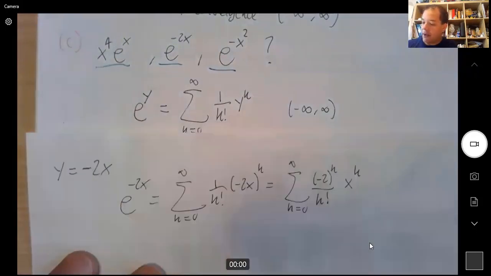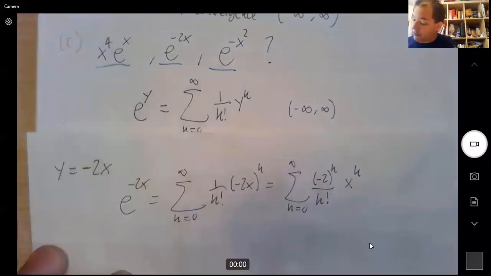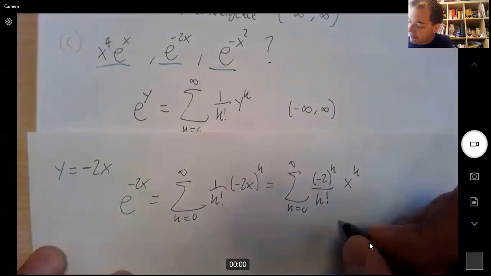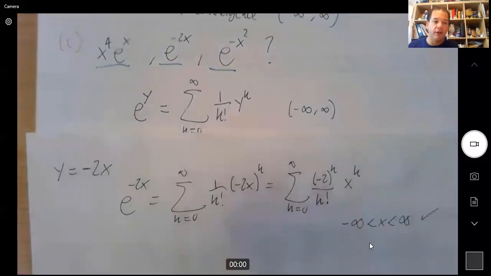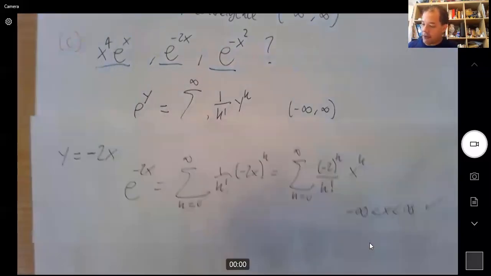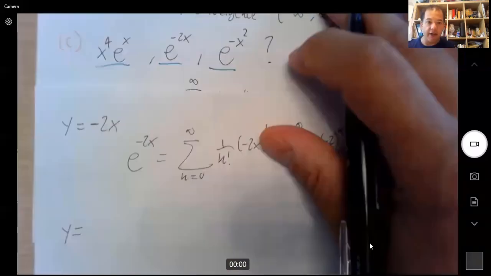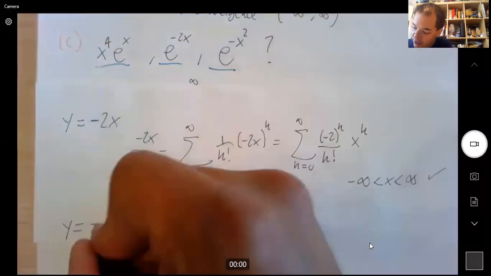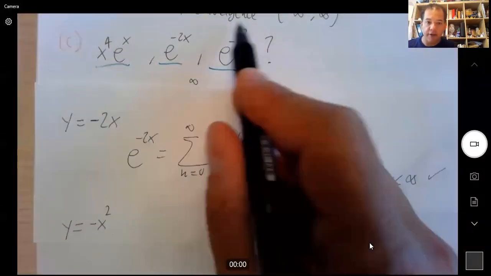Where is this convergent? Well, the original one was convergent everywhere. So here, this one is also convergent everywhere. So for every x, from negative infinity to infinity. This one works, right? And just to finish today's lecture, last one, when y is negative x squared, we do e to the negative x squared.